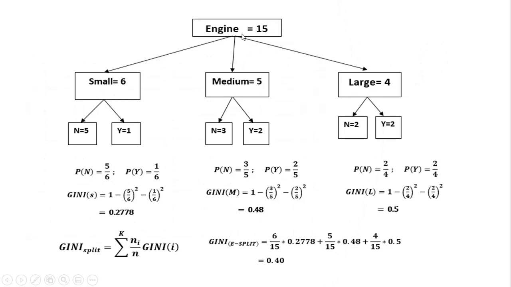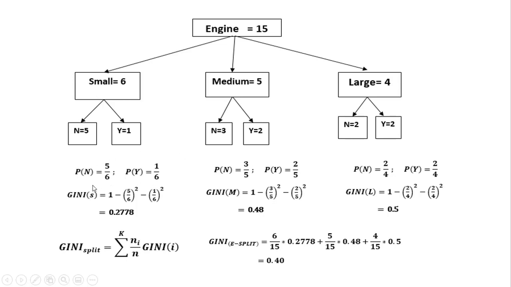First of all, if we take the engine attribute, we have a total of 15 records. Each engine is further categorized into small, medium, and large. When the engine is small, the car is classified as not going fast 5 times, and the car goes fast, yes, 1 time. Similarly, when the engine is large, it is classified twice as the car not going fast. When the engine is medium, 3 out of 5 times it is classified as not going fast, and 2 out of 5 times it is classified as the car going fast.